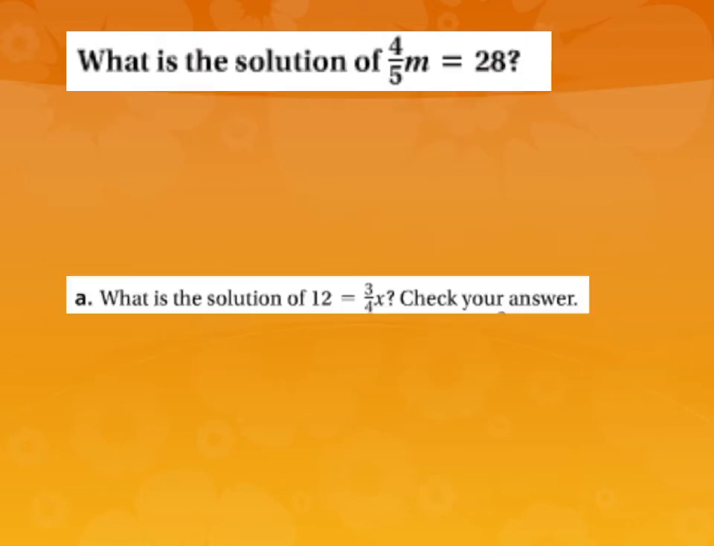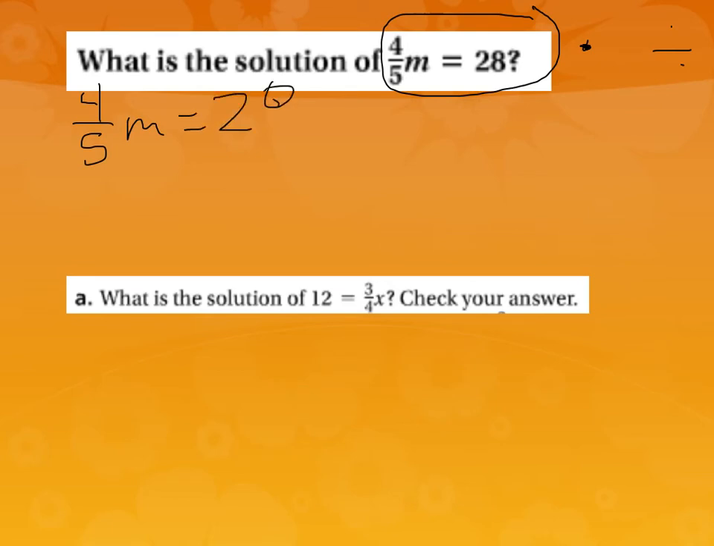These next two problems might seem a little tricky, but they're not. It's the same thinking process. When I look at my first problem, I have to think, what math is happening? Well, this right now says 4/5 times m. So what's the opposite of multiplying? That's dividing. So if I rewrite out this problem, 4/5 m is equal to 28.